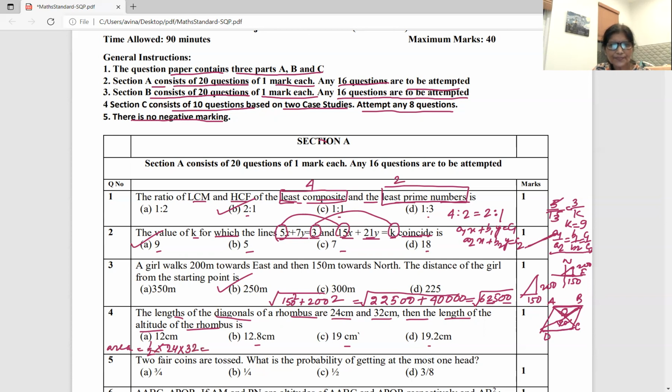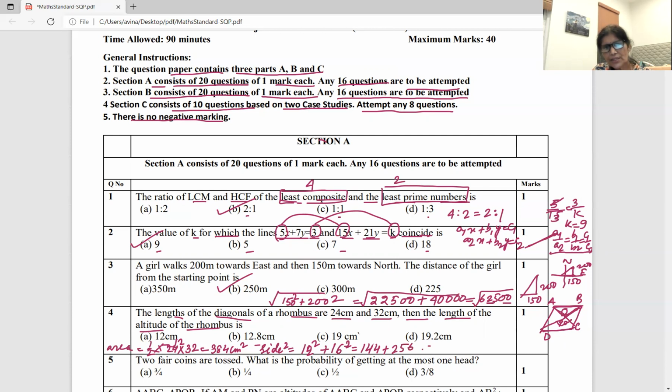That will be 384 centimeter square. Next, I'll find the side. How to get the side? If you have read this in class 7, side square is equal to half of the diagonal 1 square plus half of the other diagonal square. So your 12 square, and 16 square. That will be 144 plus how much? 256.